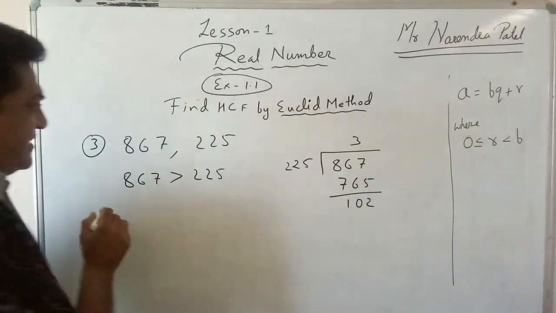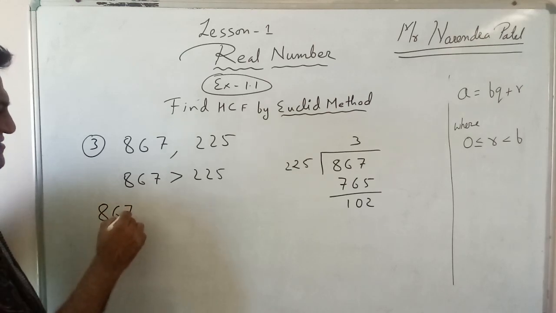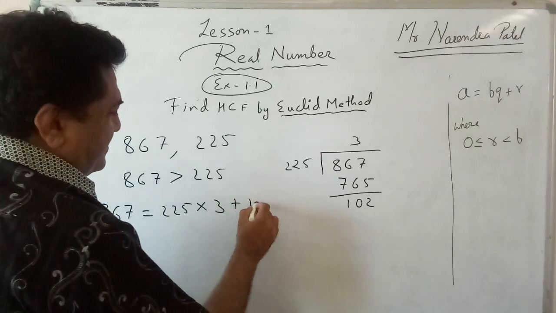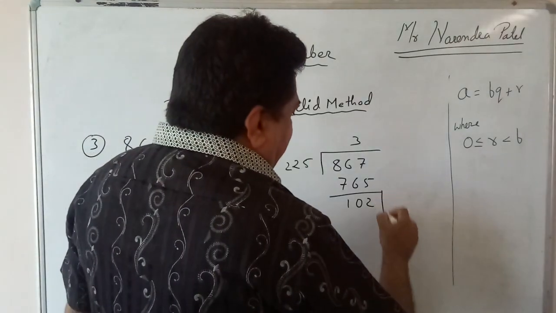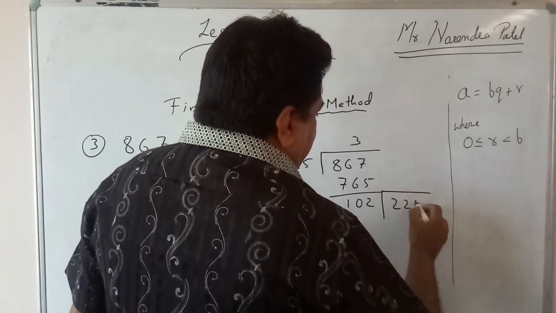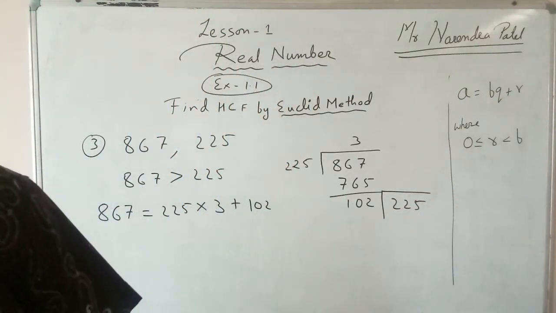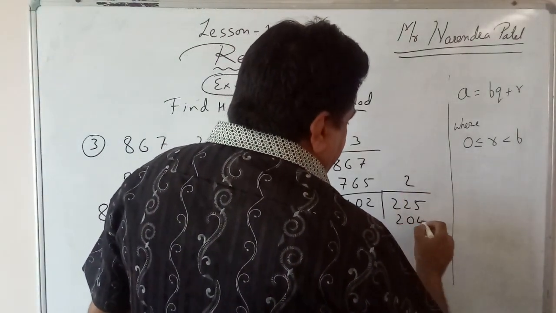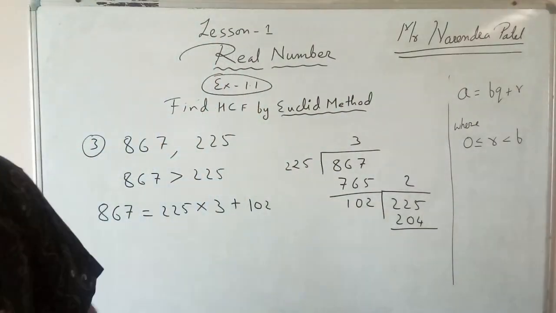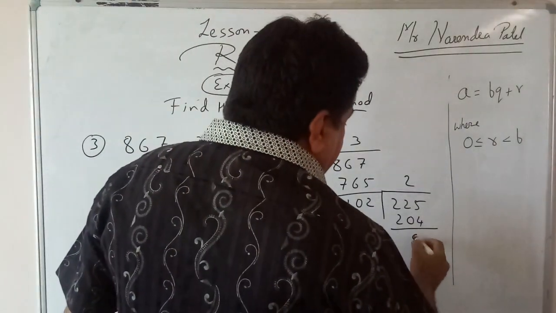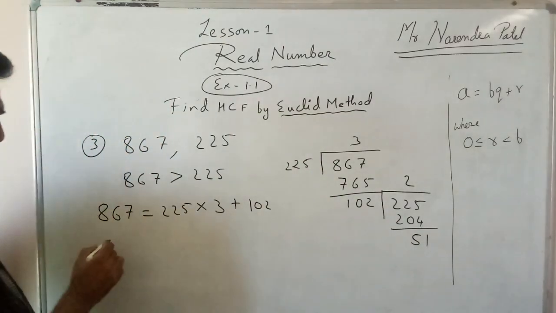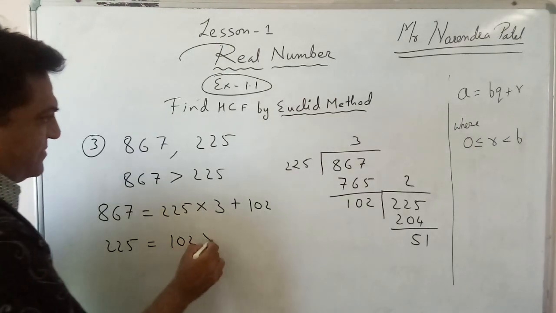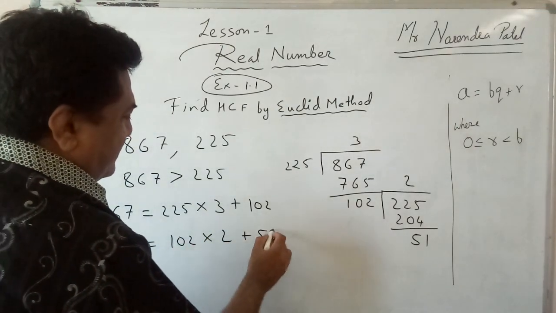This you have to write here in Euclid form. 867 is equal to 225 into 3 plus remainder 102. Now carry 225 here. Now you have to divide by 102. 102 2 ja 204. So what you will get? 51 you will get. So this you have to write in Euclid form. 225 is equal to 102 into 2 plus 51.